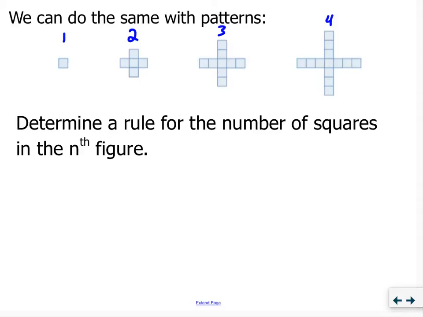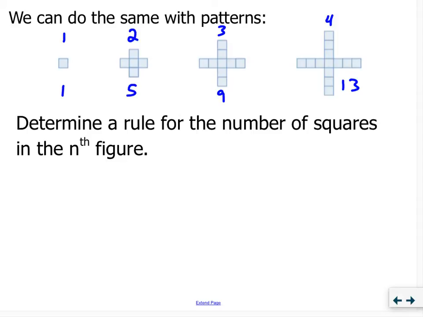So what I notice here is that in the first figure, when n equals 1, there's 1 square. When n equals 2, it looks like there are 5 squares. When n equals 3, there's a total of 9 squares. When n equals 4, there's 13 squares. So notice that I actually took this pattern and I created a list of numbers, an input and an output. My input is what number figure am I on? My output is how many squares does that figure have? So let's see if we can determine the rule now.